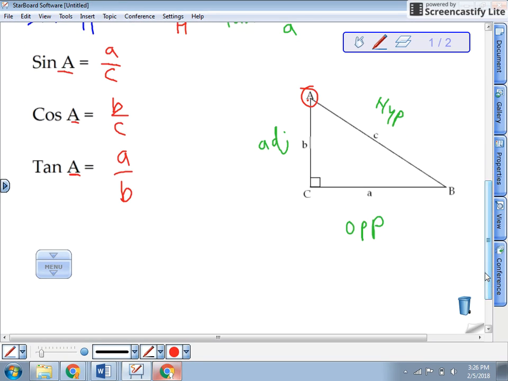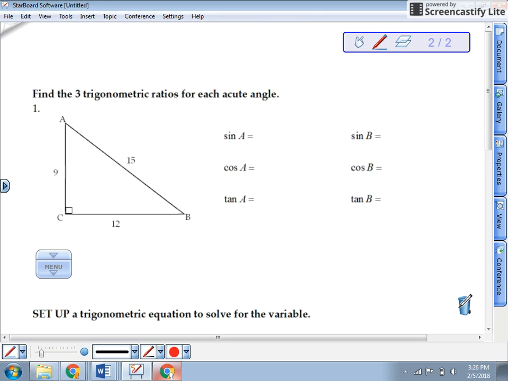Let's take a look at one more example here. I'll find the three trigonometric ratios for each acute angle. We're not going to do A. We just did one with A, but now let's take a look at when our reference angle is B. You can see here, B, B, B, so now we see our reference angle. Remember our phrase, SOHCAHTOA. I use that every time.